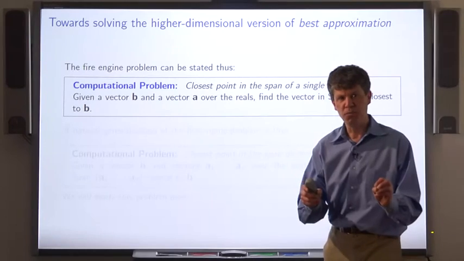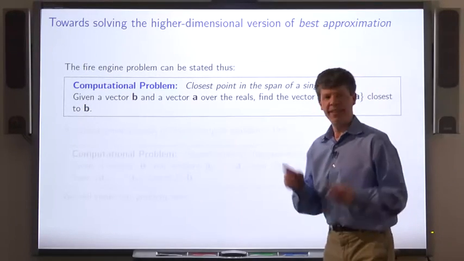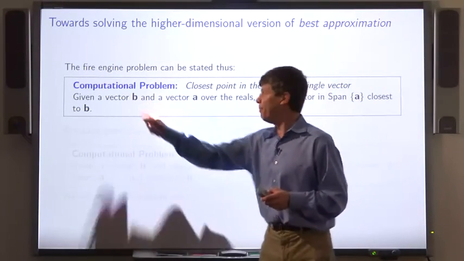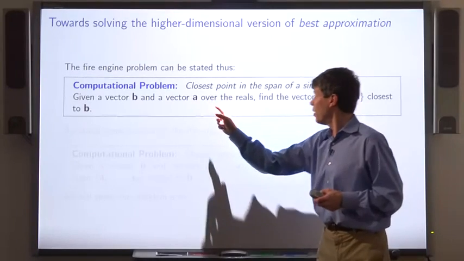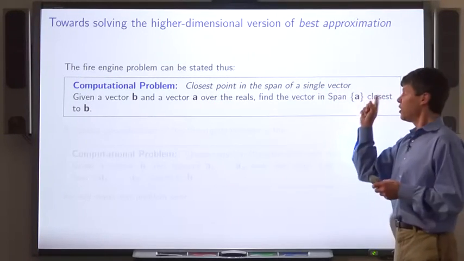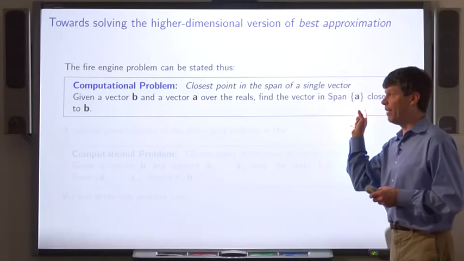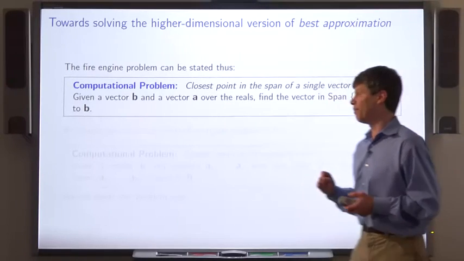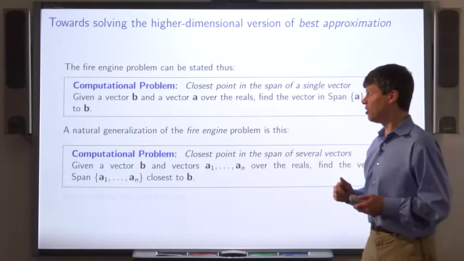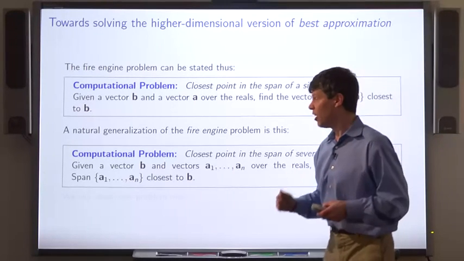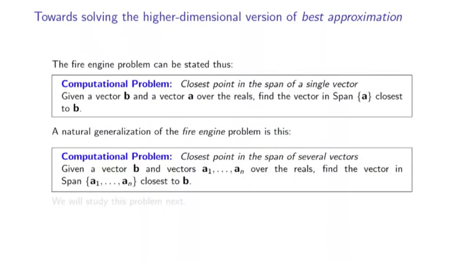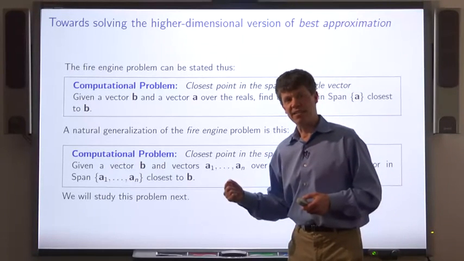The fire engine problem can be stated in this way. Given a vector B and a vector A, find the vector in span of the set consisting just of A that's closest to B. Now, a natural generalization of this problem is as follows. Given a vector B and a bunch of vectors, A1 through AN, find the vector in span of the set consisting of A1 through AN closest to B. That's the next topic we study.